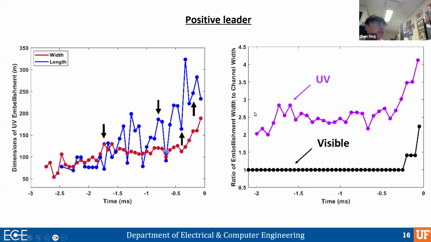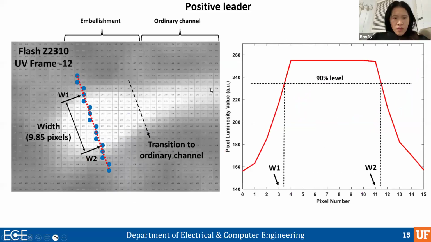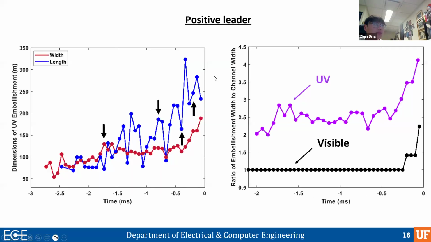So the ratio of the embellishment width to the channel width is obtained by taking the width here on the left and dividing it by the normal channel behind it, at the tail of the leader tip. For visible, because there's no embellishment, the ratio stays as 1. For UV, it also experiences fluctuation with time, and we can see the ratio of the embellishment is also increasing during the propagation towards the ground, since the width is changing.